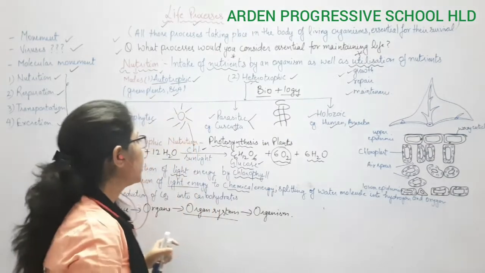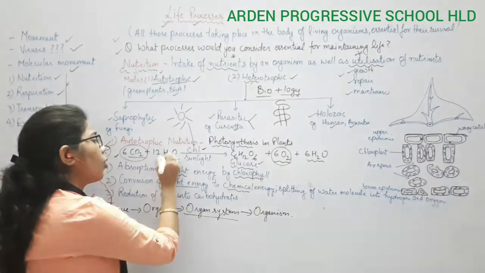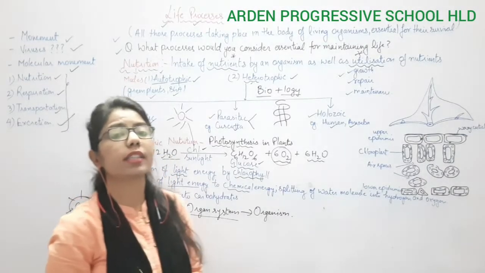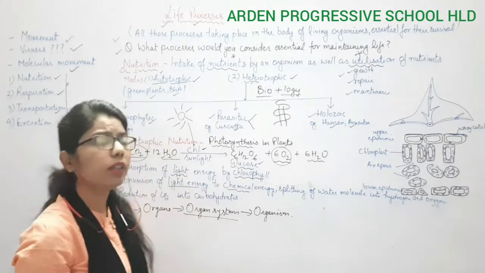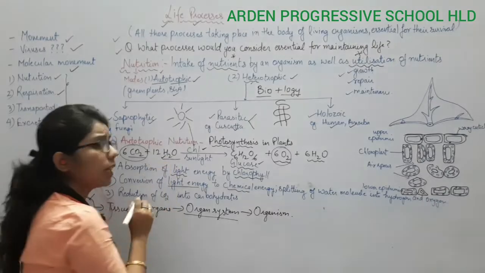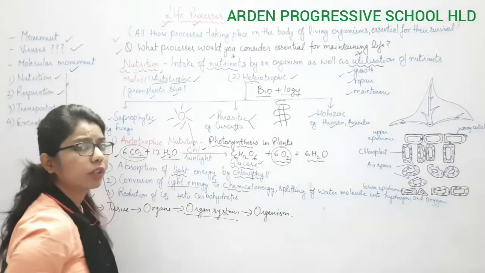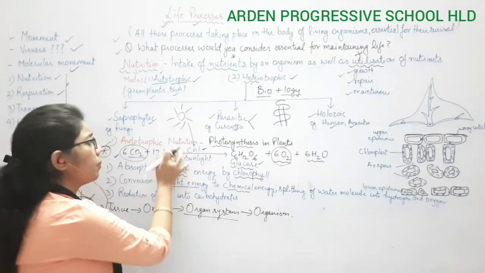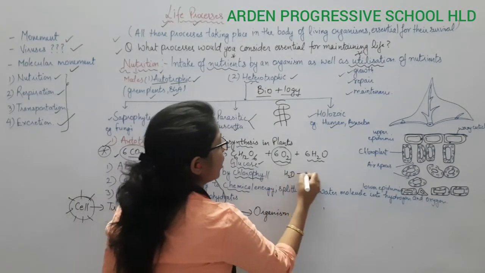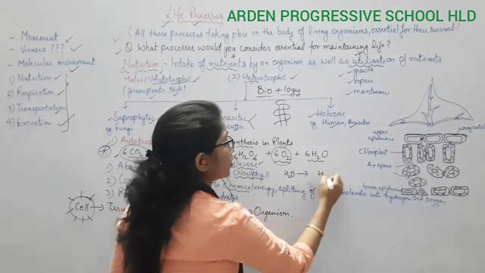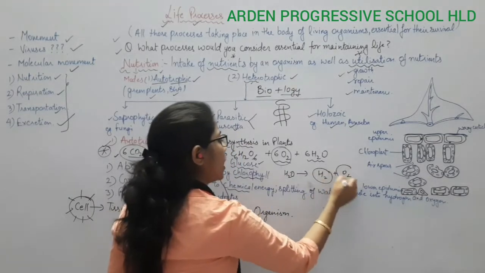Why splitting of water? As I have said, CO2 is required by the plants, and this water is also required. Where is the water coming from? From the water which we are providing to the plants. The water we provide should get broken down. Due to the presence of sunlight and the chlorophyll molecule, it will break this water molecule. When the water molecule breaks down, what will it form? It will give hydrogen plus oxygen.